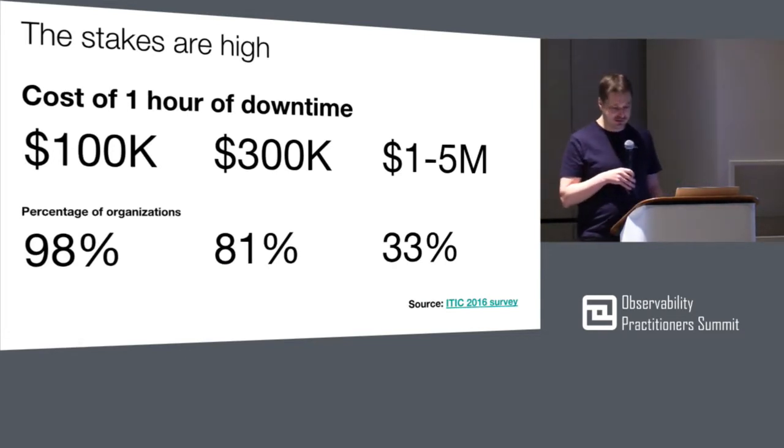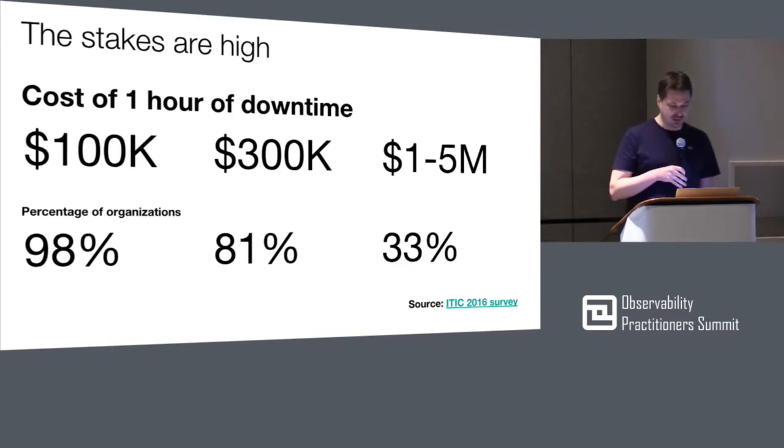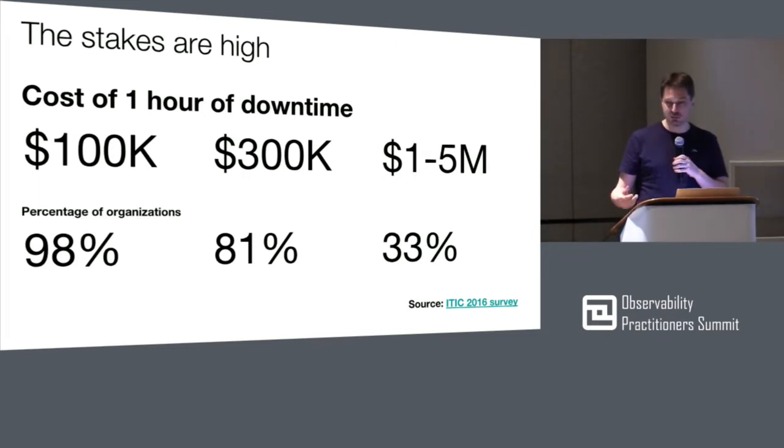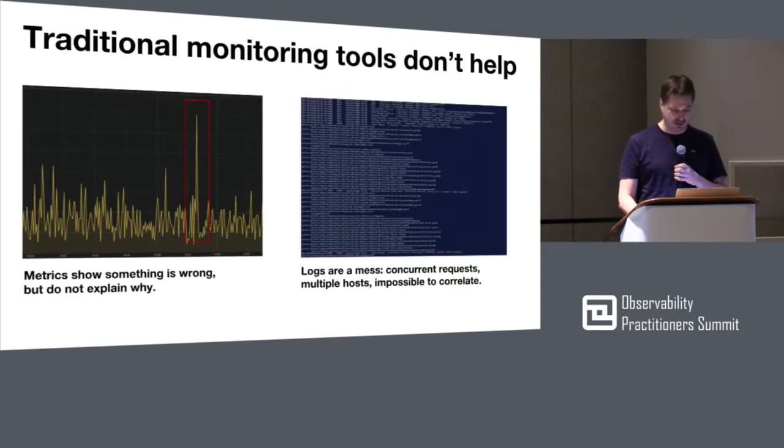A study in 2016 showed that over 98% of companies responding said that 1 hour of outage costs them $100,000, whereas 1/3 of the companies said it costs from 1 to 5 million. And so if we can reduce it even by 20 minutes, there's a massive economic value in doing that.